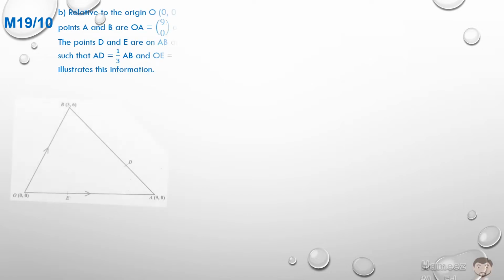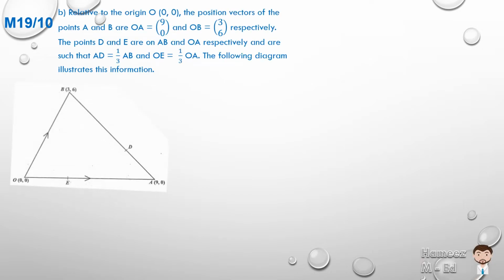May 2019, number 10b. Relative to the origin O (0, 0), you can see that on the diagram, the position vectors of the points A and B are OA equal to (9, 0) and OB equal to (3, 6) respectively. What does that mean? It means that if we start at O and we move 9 units to the right, then that will give us A. And we can see that from our diagram. And if we start at O and we move 3 units to the right and 6 units up, that will give us B. Now let's continue.